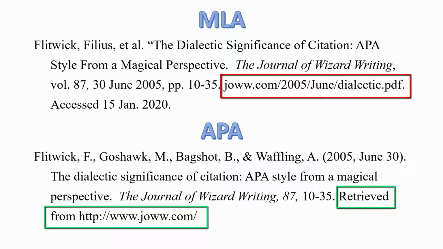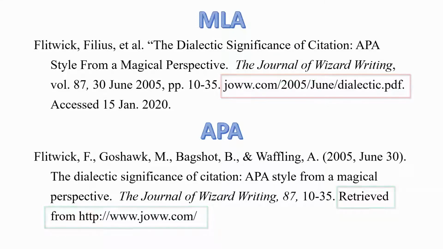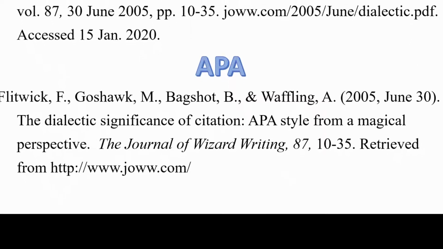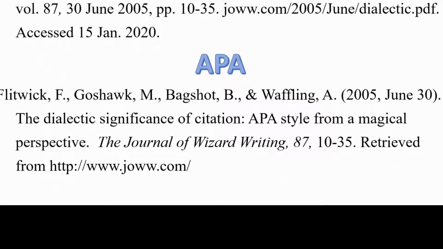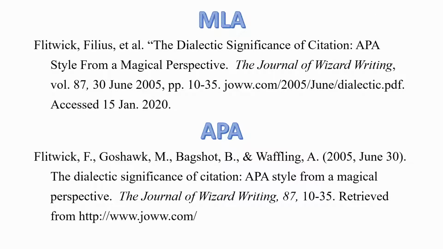Finally, there is electronic access information for web pages and articles you find through the databases. This comes in the form of a retrieval statement, retrieved from and the URL for the web page, or a DOI or digital object identifier for academic journals, which I will discuss more in a moment. You do not need a date of access in APA-style citations.